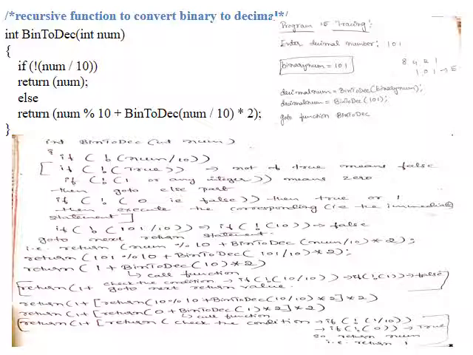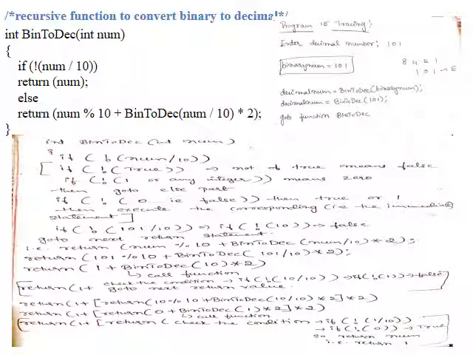So execute the next immediate statement. In this case what is the value of num? That is 1. So return num. Now substitute the same value in the expression: return of 1 plus return of 1 into 2 into 2. Finally you will get return of 1 plus 4, that is return 5. Pass this value, 5, to the main function and print the value of decimal. This binary number is 101 and the equivalent decimal number is 5.